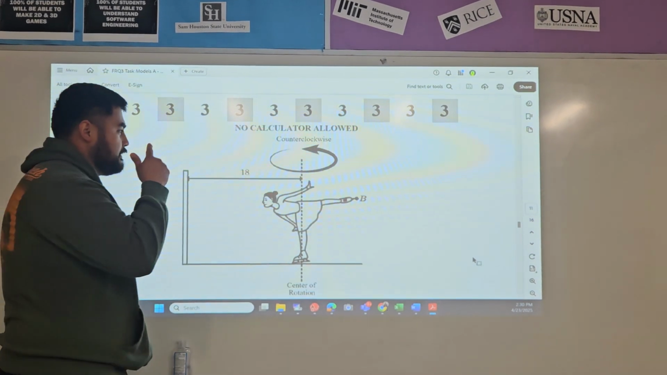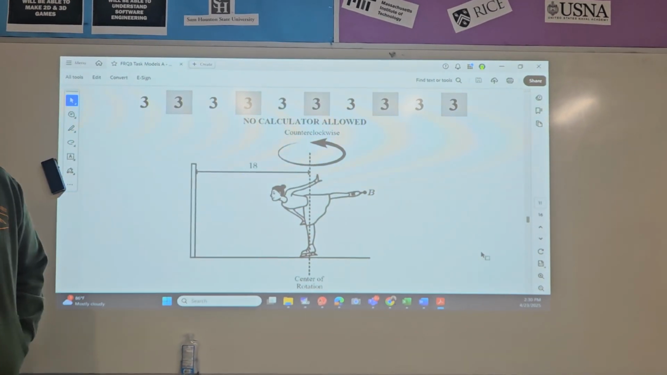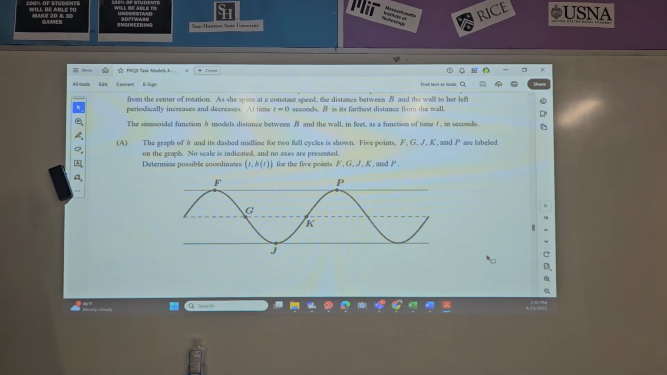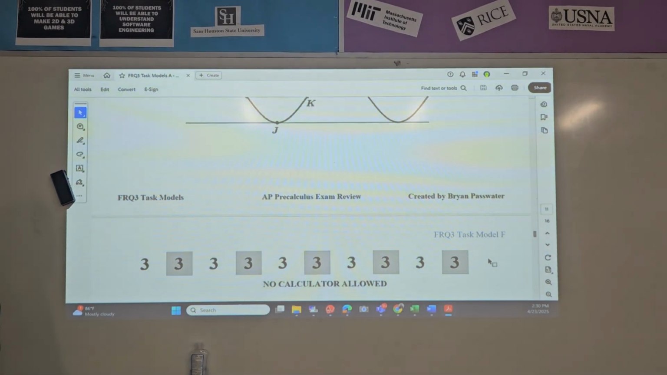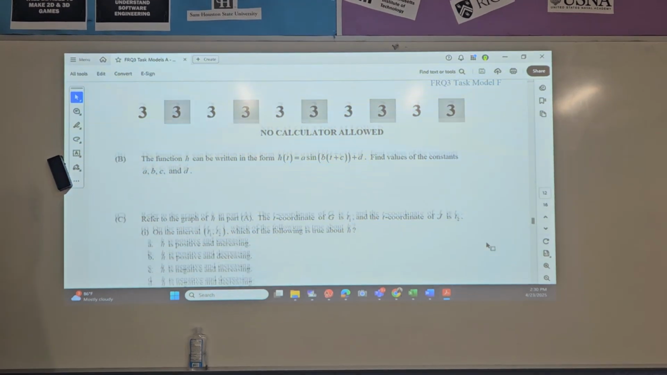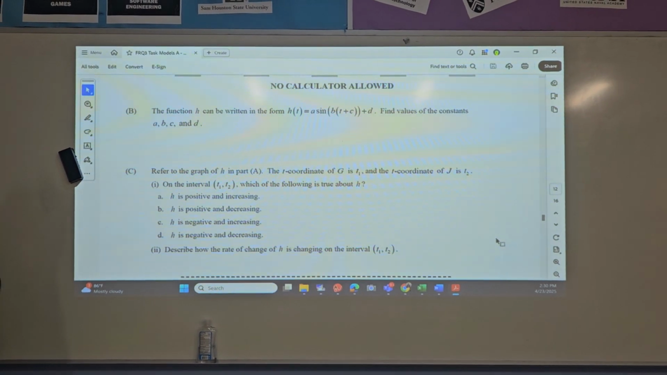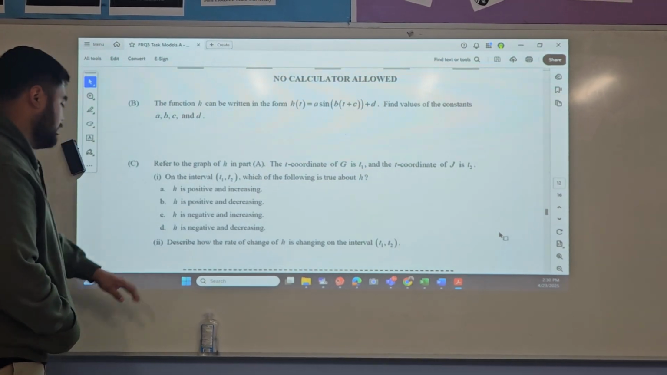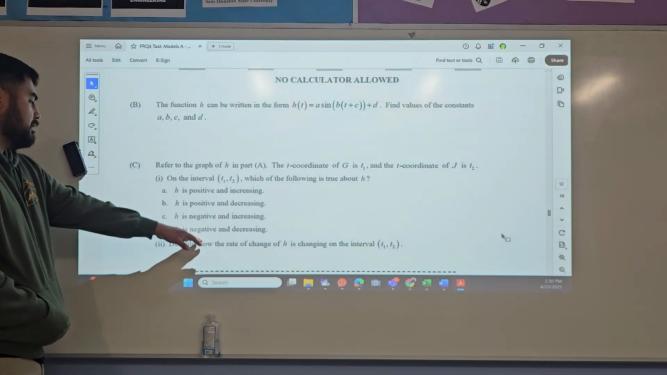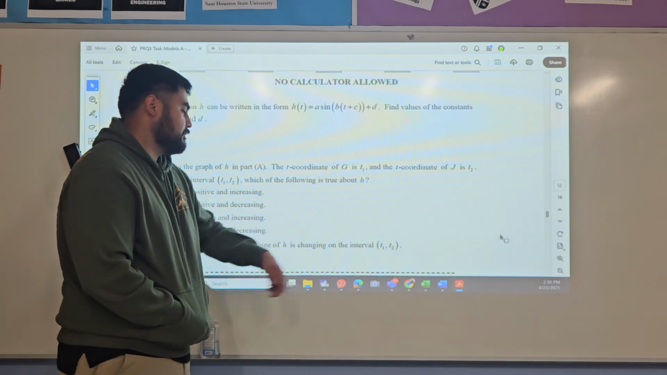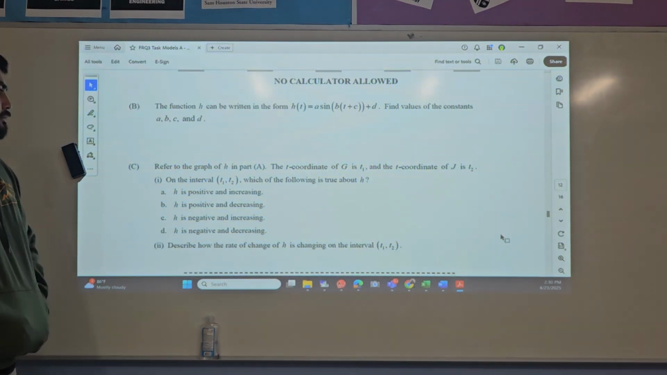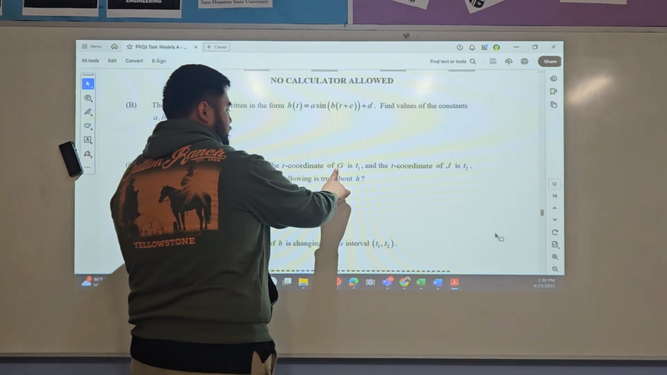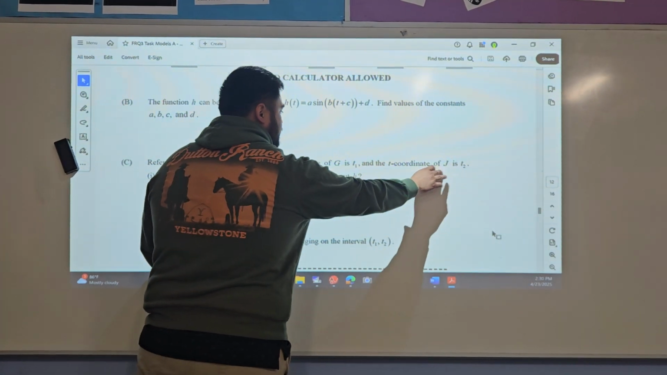So let's continue FRQ 3, right? In this example, before I even start, I want to go straight into section C, C2. I want to figure out my concavity. You may think this is the one I'm focusing on. No, it's this one at the bottom. It says describe how the rate of change of H is changing on the interval T1, T2. If I go back to part C above, T1 is G, T2 is J.